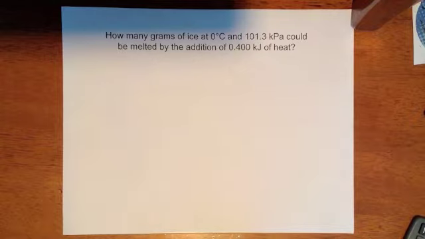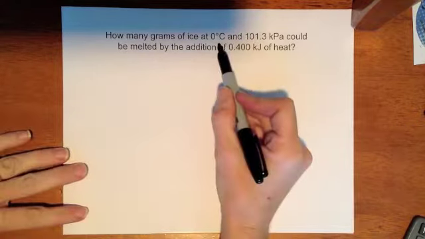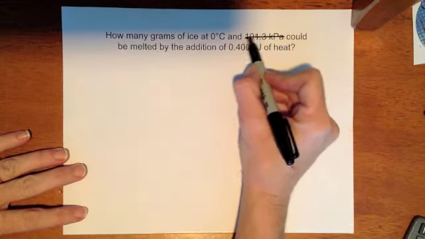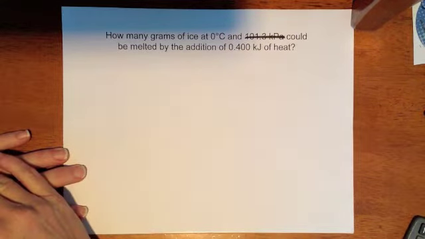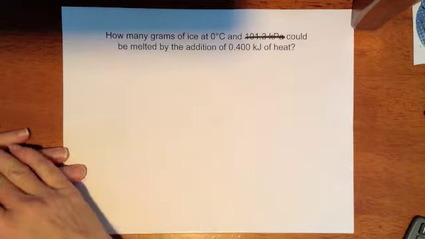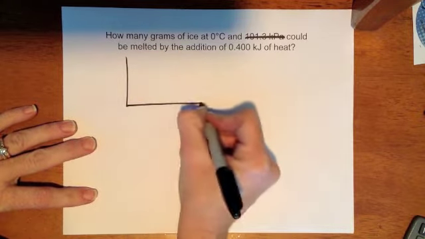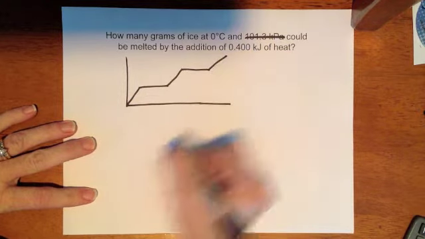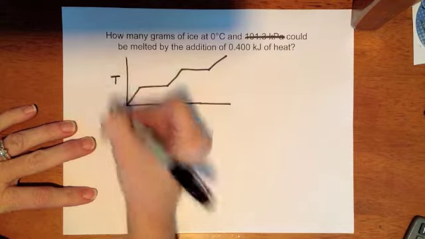In this example, it says how many grams of ice at 0 degrees and 101.3 kilopascals, that's just part of the story if you want to go do this at home, could be melted by the addition of 0.4 kilojoules of heat. Huh, interesting. So what I would encourage you to do is to always sketch this. Sketch it. Got heat and temperature.